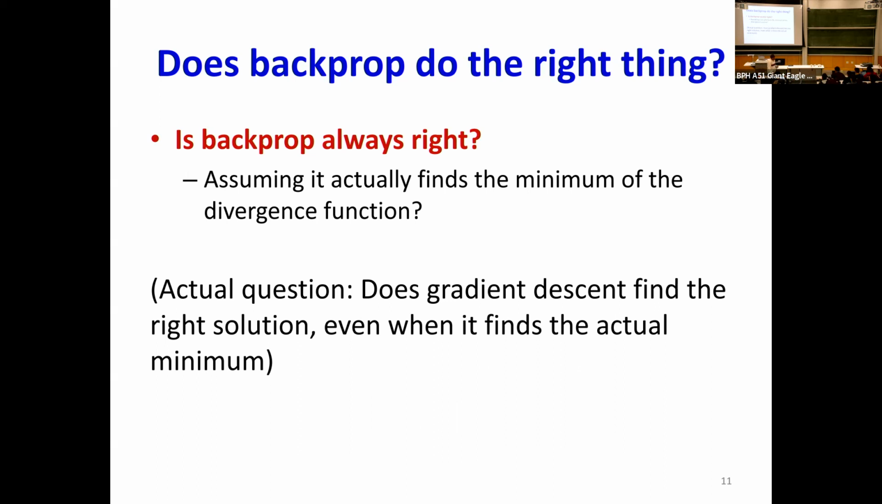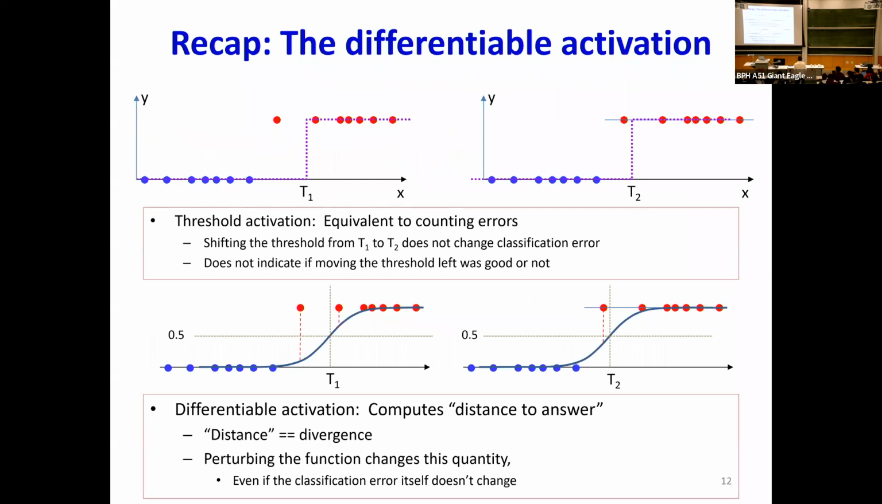For the longest time, people conflated the two terms, and so you actually have papers which ask, is backprop always right? That's where the term comes from. So does gradient descent find the correct solution even when it finds the global minimum? Remember, we are trying to minimize a loss function, and when you minimize the loss function, you're hoping that the minimum will give you the correct answer, right? So let's go back here.